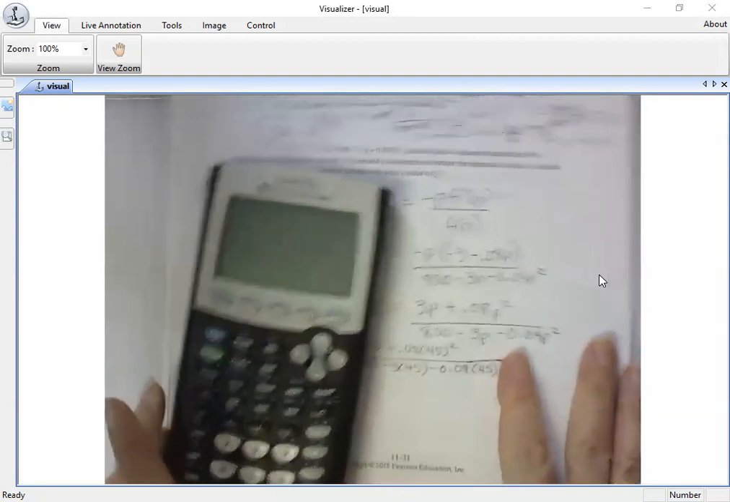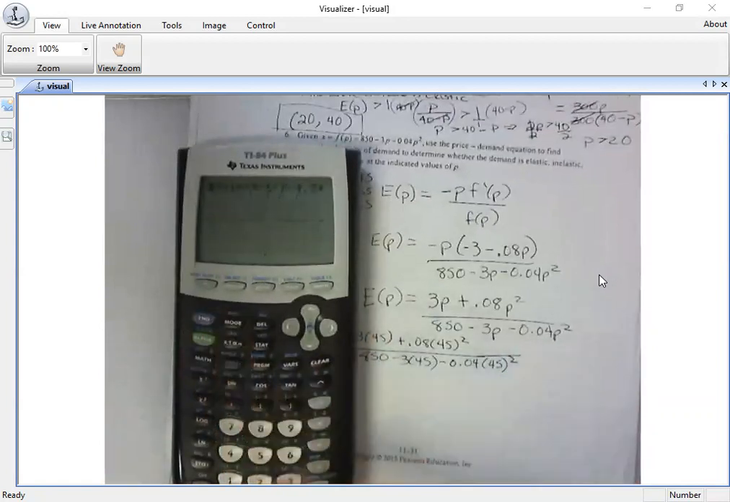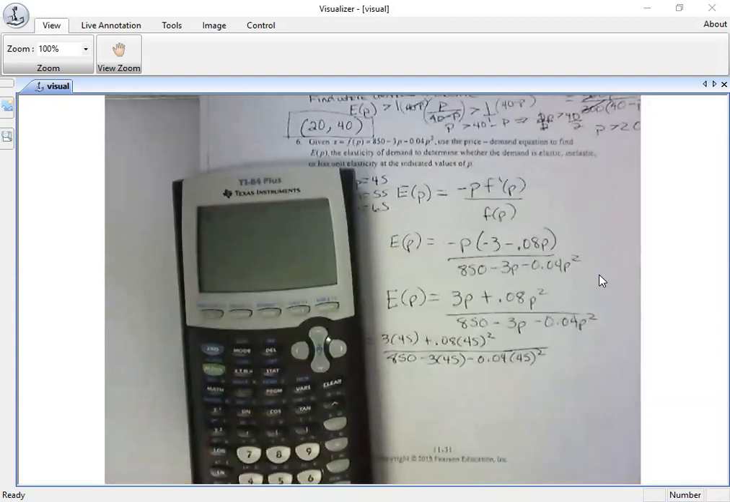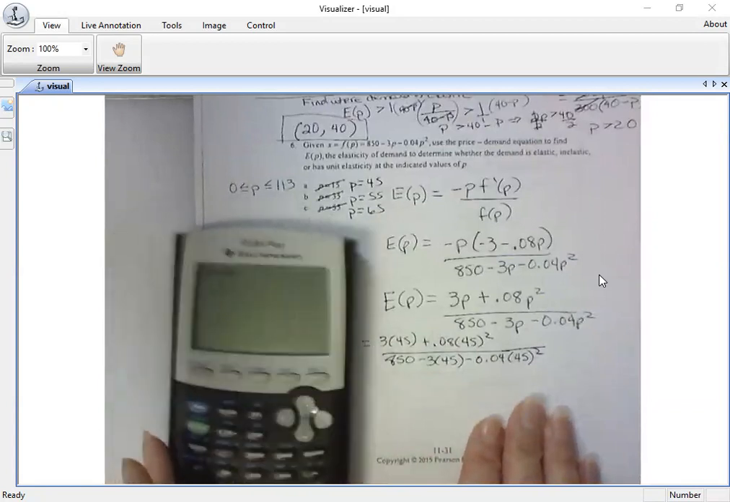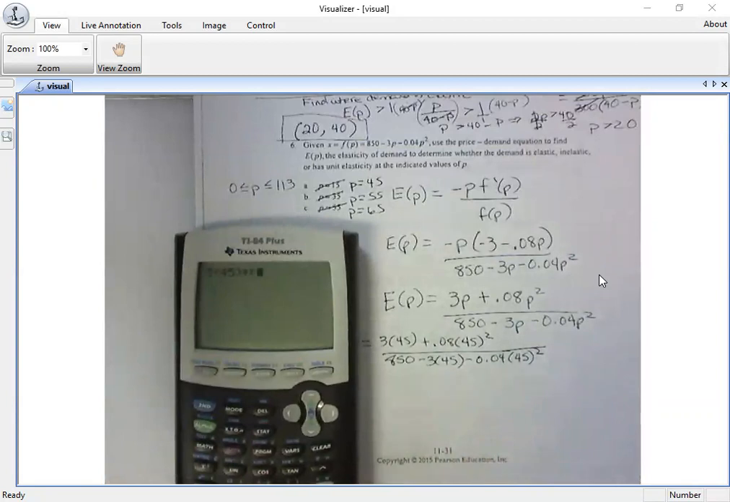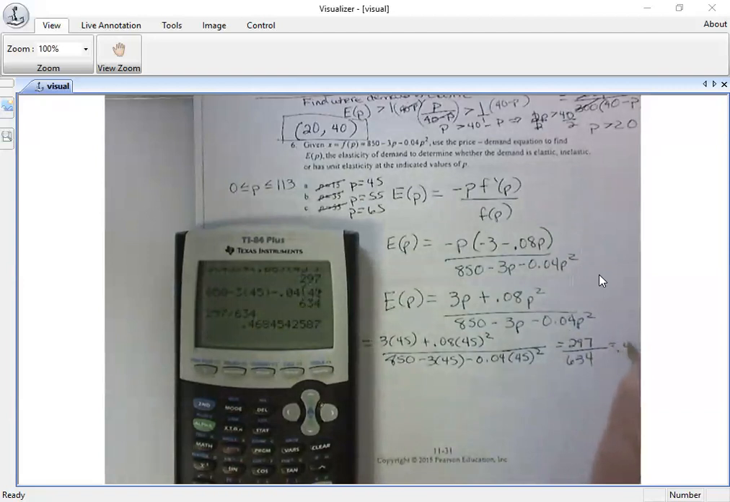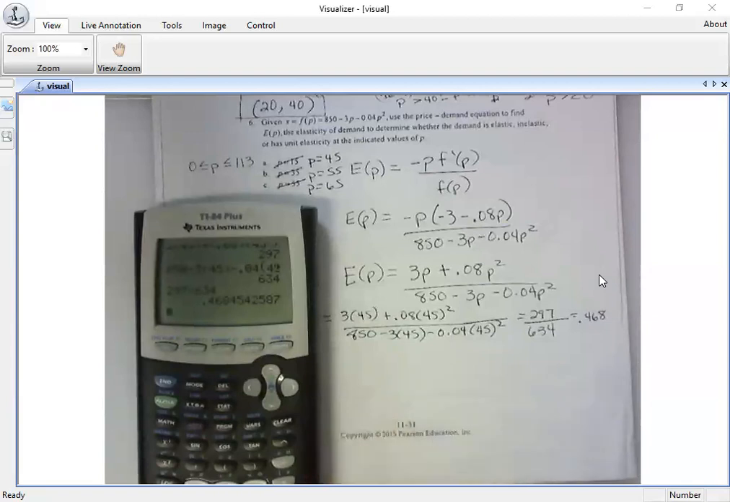Okay, now I'm going to take the calculator. We'll just make sure we don't have any issues getting this in. When we do have something that's kind of complex like this, make sure you use lots of parentheses. So I'm going to multiply 3 times 45. Okay, and then we will add, and in another parentheses, I'm going to multiply 0.08 times 45 squared. That's my whole numerator. I got 297. And then my denominator is 850 minus 3 times 45 minus 0.04 times 45 squared. And I got 634. So if I take 297 and divide it by 634, that's 0.468.